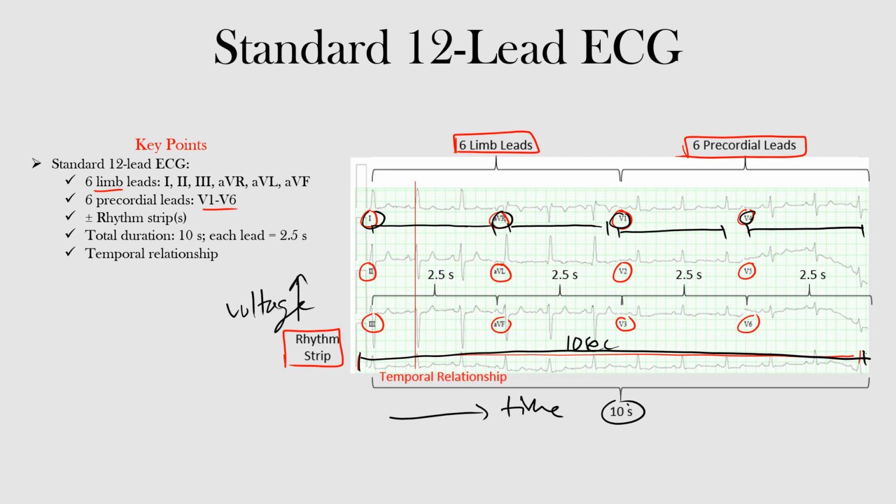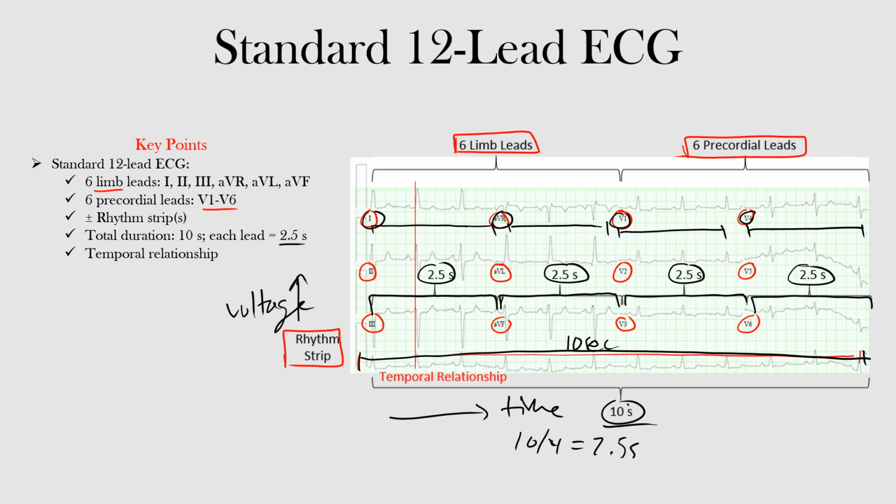So if we're going across and the whole thing is 10 seconds, 10 seconds over 4 different leads gives us 2.5 seconds for each lead, meaning from this point to here is 2.5 seconds. Again, from here to here is another 2.5. This lead is 2.5, and this is 2.5, okay? So 2.5 seconds within each lead, and the whole total duration is 10 seconds.